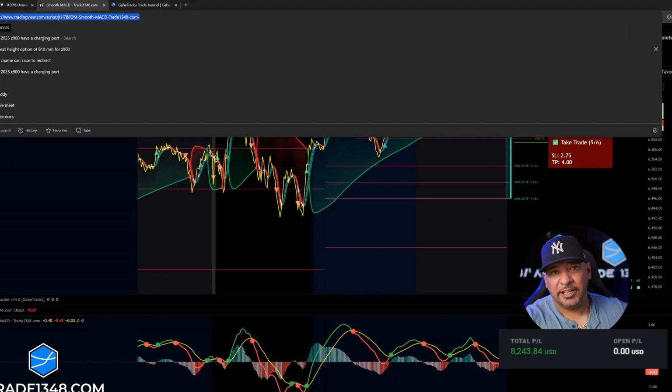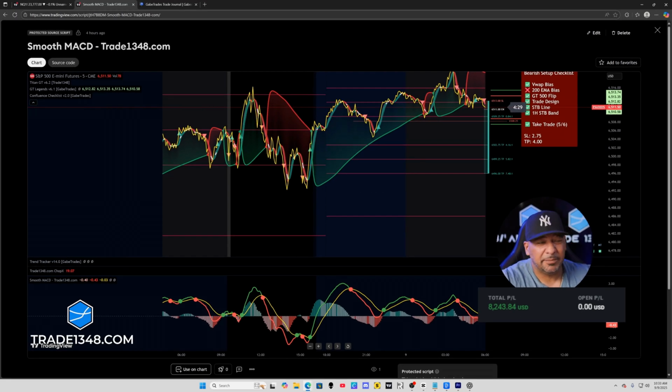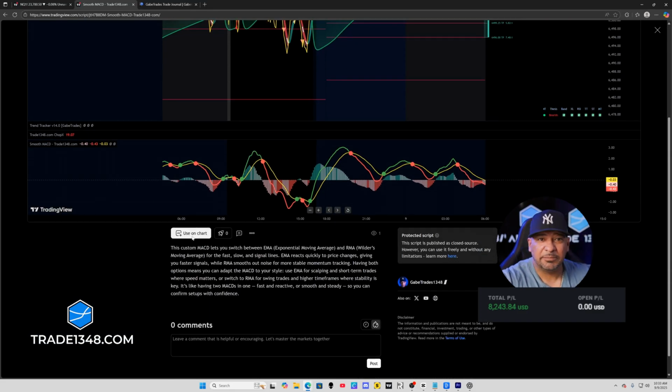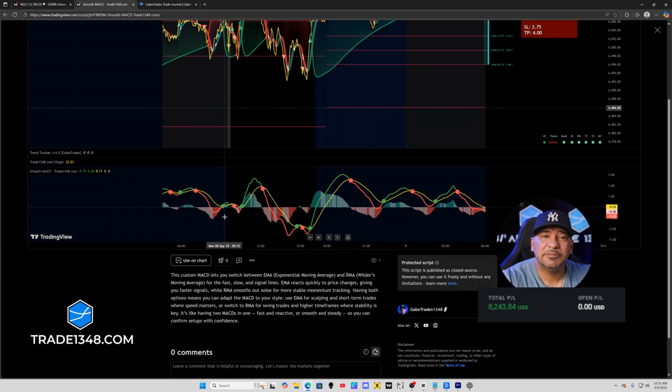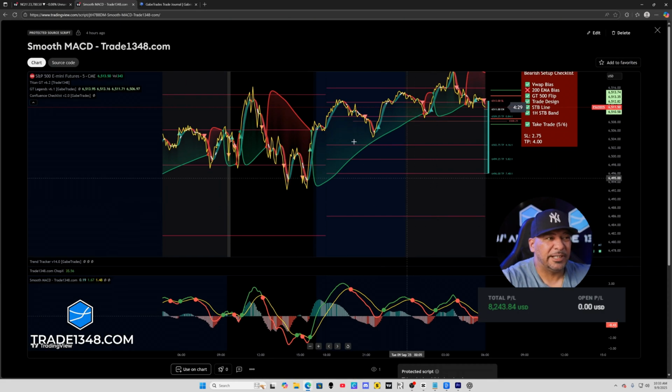This would be the TradingView script. It is called Smooth MACD Trade1348.com. You would simply click Use on Chart once you visit the URL. And then you got a smoother MACD.